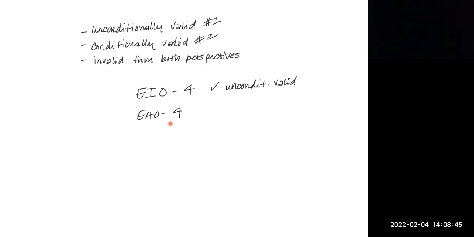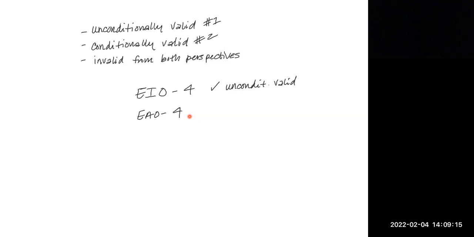S exists means does the minor term exist? M exists means does the middle term exist? And P exists means does the major term exist? So if you saw EAO4, you would want to look back at what the actual middle term was to determine whether it was something that exists in reality or not. If it does not exist in reality, like a gnome or a fairy or what have you, at least in the world of logic, then it will be invalid from both perspectives.